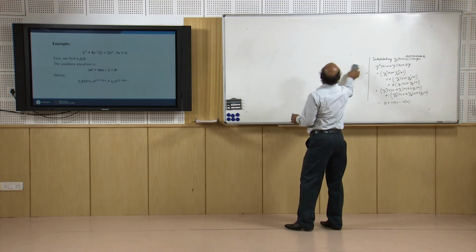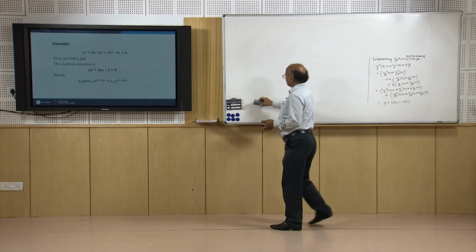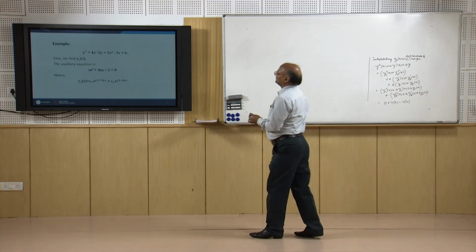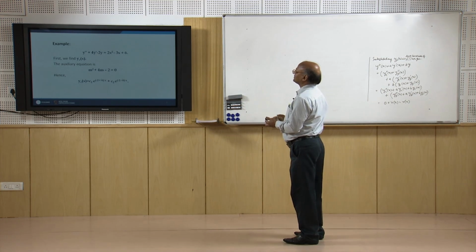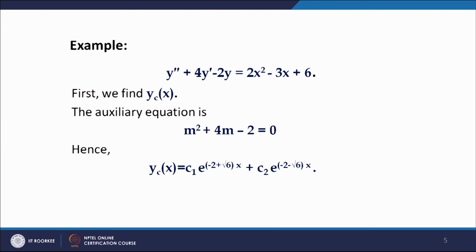y double dash plus 4y dash minus 2y equal to 2x square minus 3x plus 6. So, here we can see R(x) is a polynomial in x of degree 2. Now, first we shall find y_c(x).